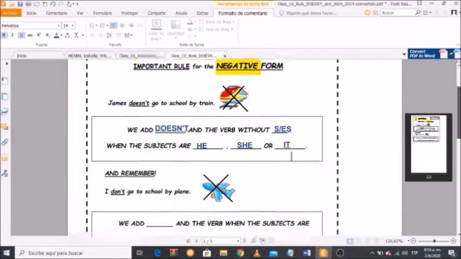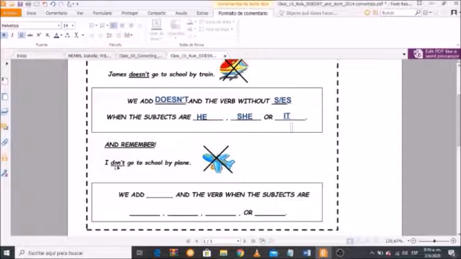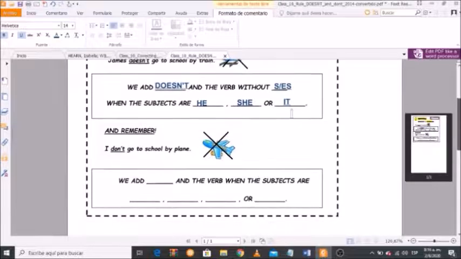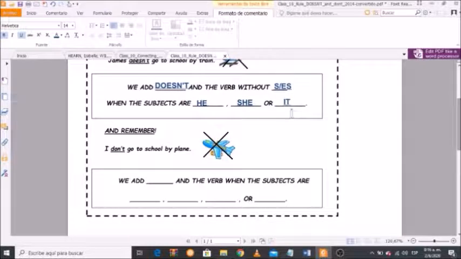Ok, then it says, and remember, I don't go to school by plane. So, what words are we using here to make this sentence negative? Okay, very good. In this case, we are using don't. So, we add don't and the verb when the subjects are... Entonces, si usamos doesn't con los sujetos he, she or it, ¿cuándo vamos a usar don't?